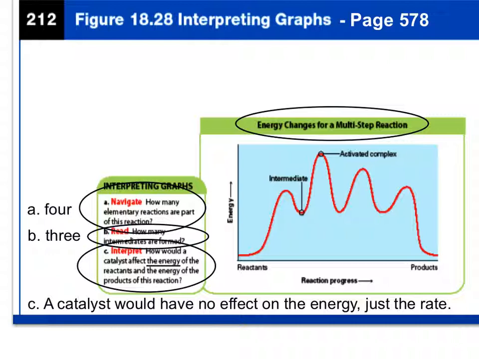How would the catalyst affect the energy of the reactants and the energy of the products in this reaction? Well, it says here a catalyst would have no effect on the energy, just the rate. So if you remember the definition of a catalyst, it doesn't affect the equilibrium, but it does affect the overall rate at which the reaction occurs.